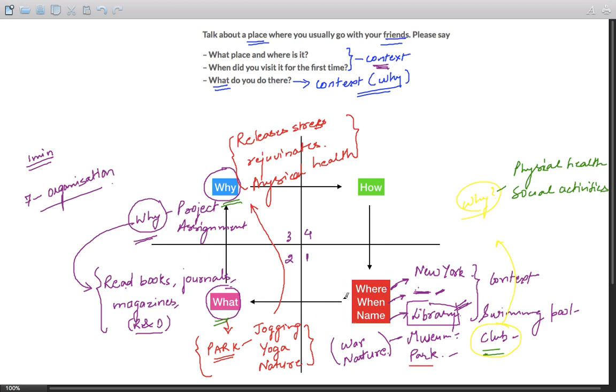Again, while answering the question, move from quadrant 1 to quadrant 2 to quadrant 3. So when you answer when, where, and you name the place, give a context, and after giving the context, explain the activities. Once the activities are explained, you should go to why you do these activities. This will be an organized answer that will help you score much better.